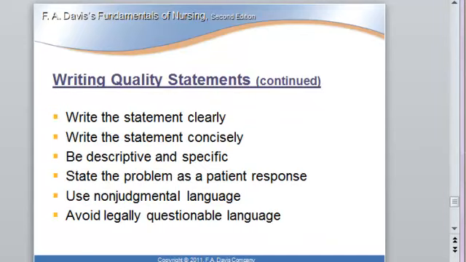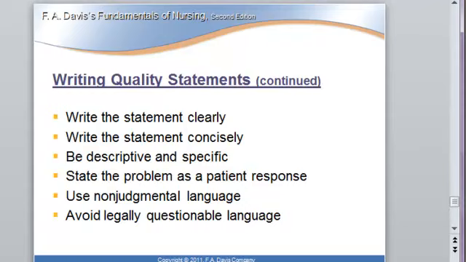This next slide gives us some more hints on how to write the quality statements. We need to write it very clearly, write the statement concisely, be descriptive and specific, state the problem as a patient response, such as, remember John and Janet, they both had anxiety. That's a patient response to a stressor. Use non-judgmental language and avoid any legally questionable language. That's very important as well.